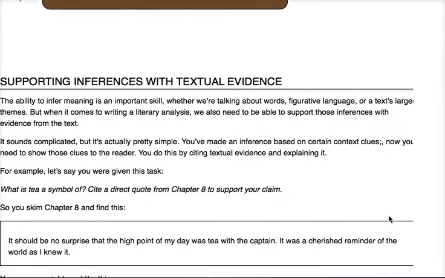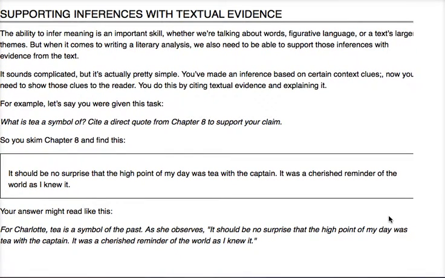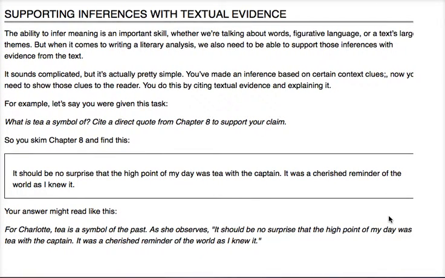Okay? Let's go on. Now, this is important in your essays. Your essay question today, and any essay that asks you to support your facts with evidence. Okay, evidence means textual evidence, or what you find in the story. The ability to infer meaning is an important skill, whether we're talking about words, figurative language, or a text's larger themes. But when it comes to writing a literary analysis, we also need to be able to support those inferences with evidence from the text.